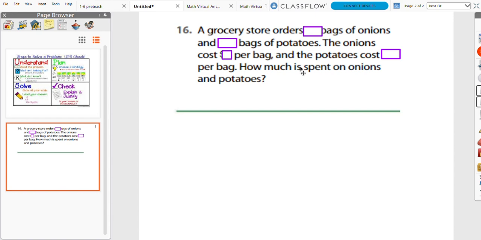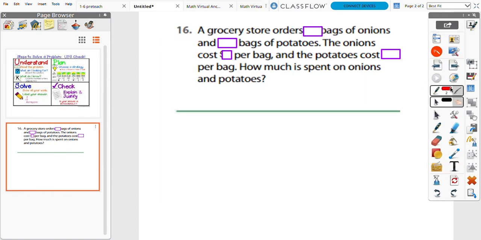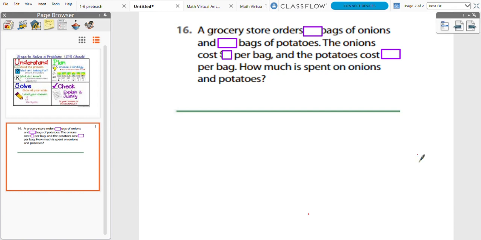A grocery store orders blank bags of onions and blank bags of potatoes. The onions cost blank per bag and the potatoes cost blank per bag. How much is spent on onions and potatoes? So let's reread that problem again, this time bracketing the question. A grocery store orders blank bags of onions and blank bags of potatoes. The onions cost blank per bag and the potatoes cost blank per bag. How much is spent on onions and potatoes?